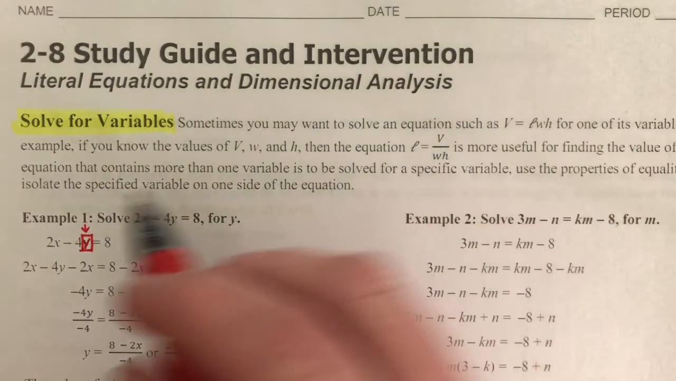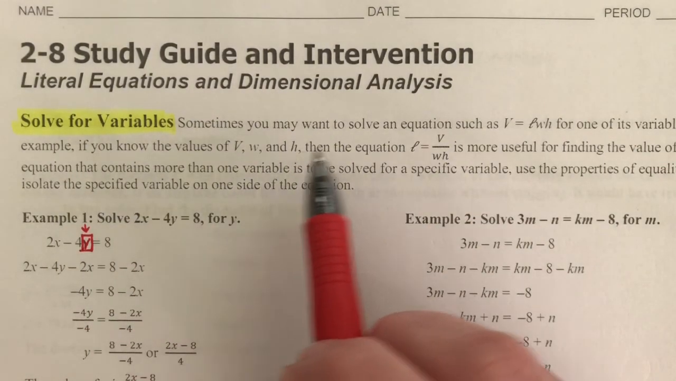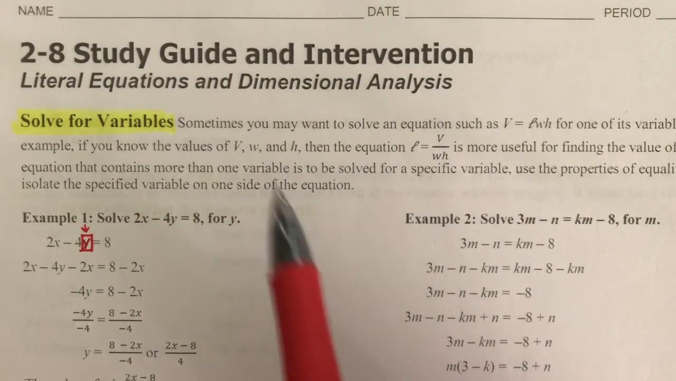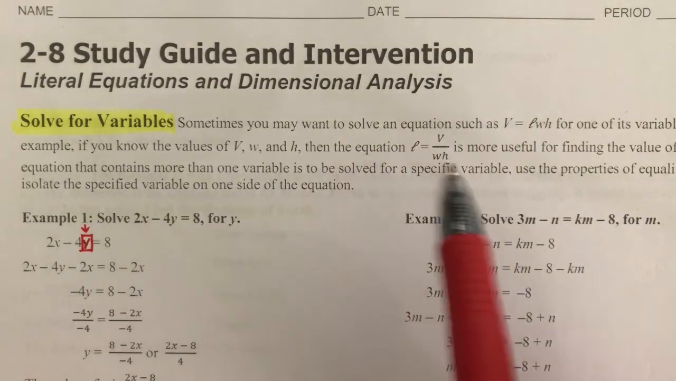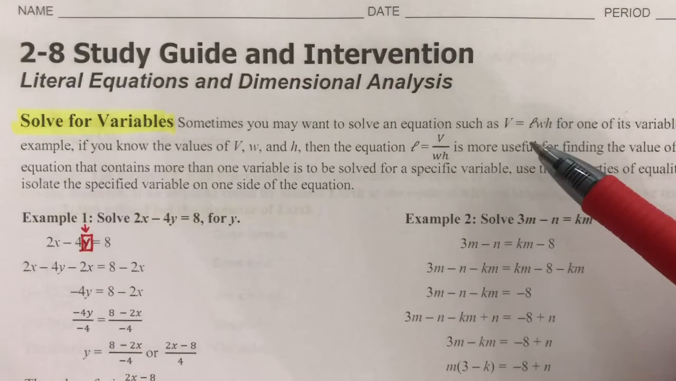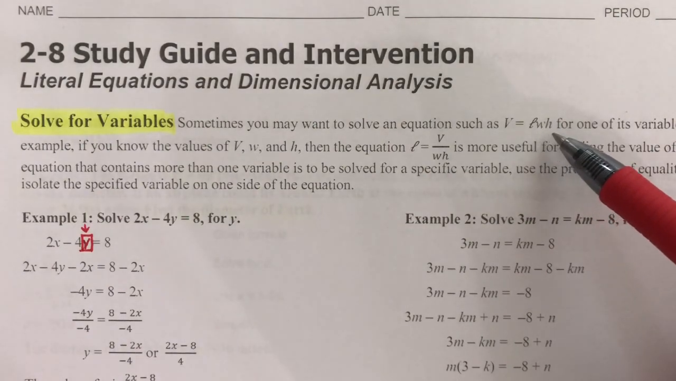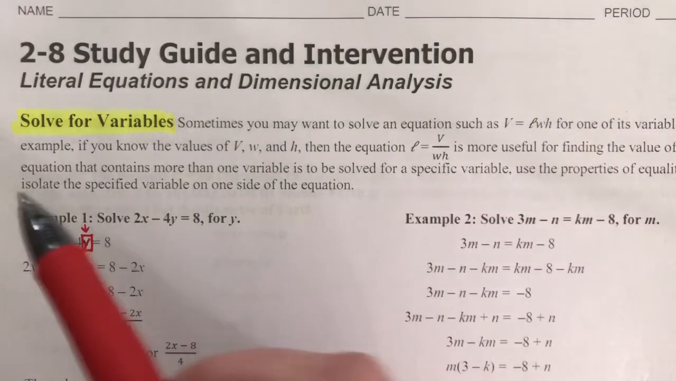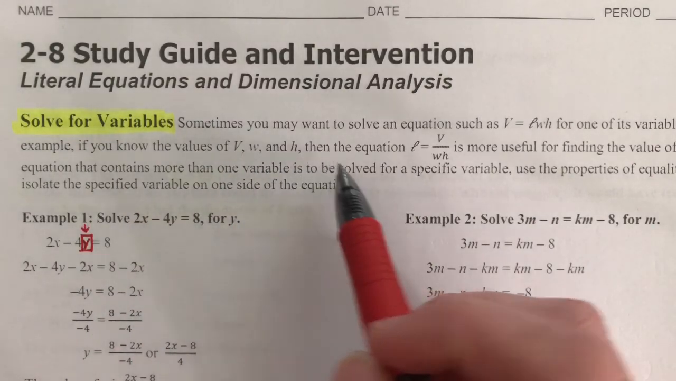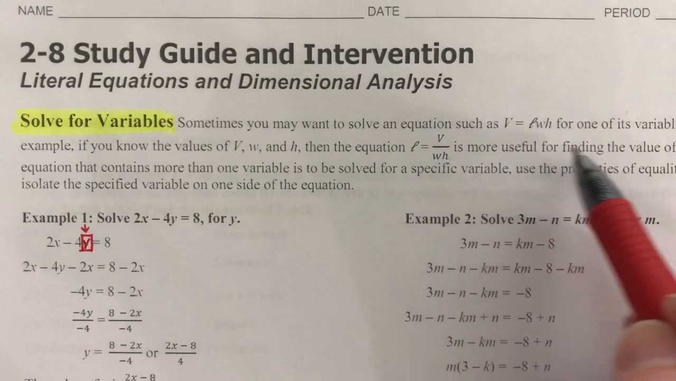That's it, okay? So it says solve for variables, and I know you can't see this entire thing. This file is available in this folder on Schoology, so you can always open it up and read it yourself, but I'll just read it to you. Sometimes you may want to solve an equation such as V equals L times W times H for one of its variables. For example, if you know the values of V, W, and H, then the equation L equals blah, blah, blah is more useful.